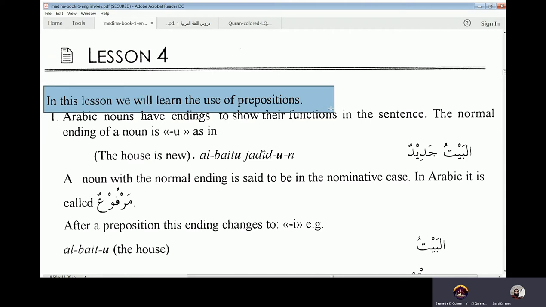In this lesson, we will learn the use of prepositions. Prepositions in Arabic are known as harf jar.